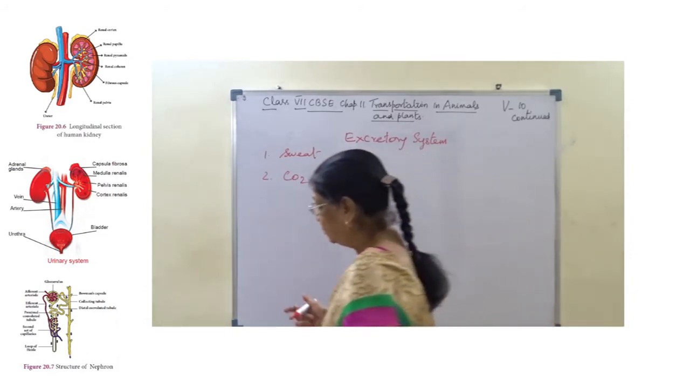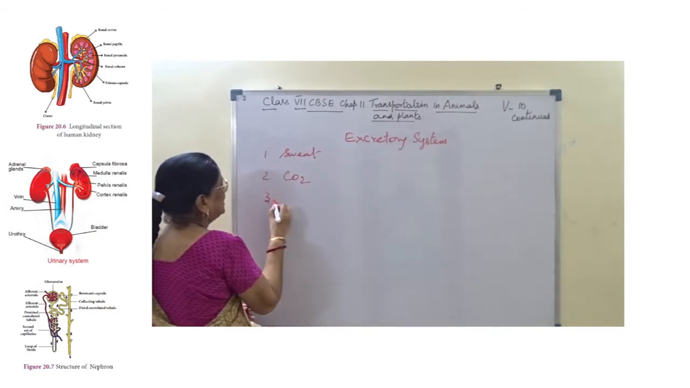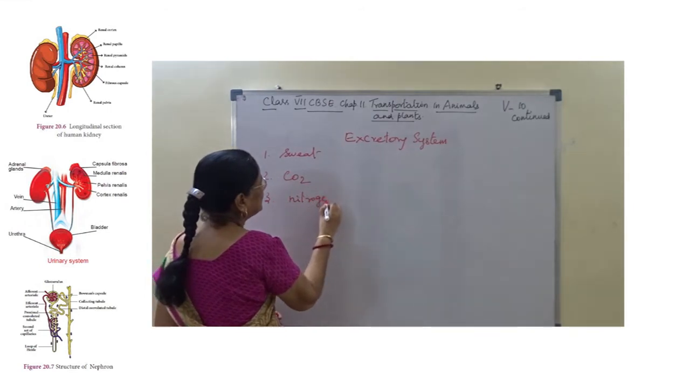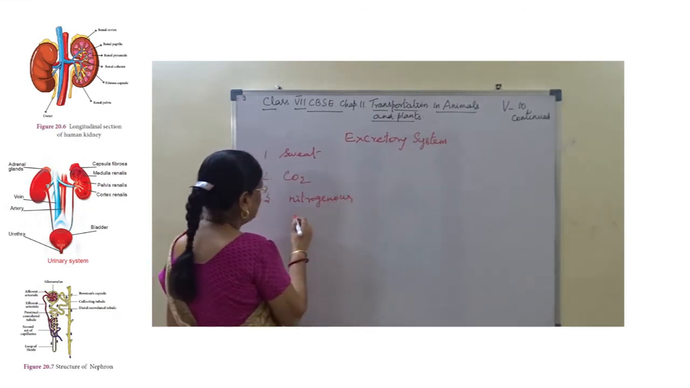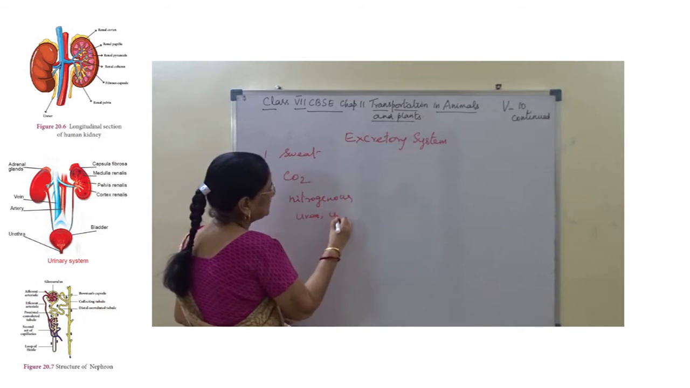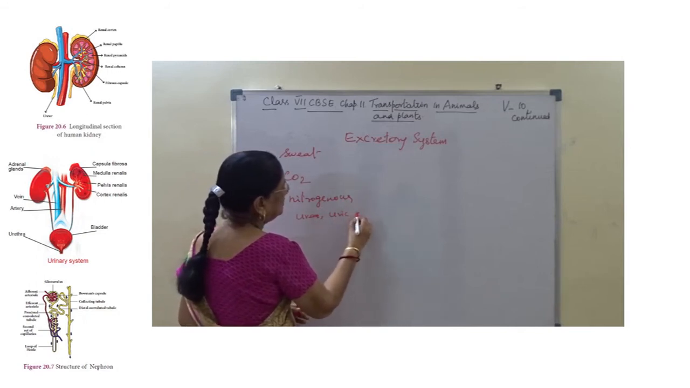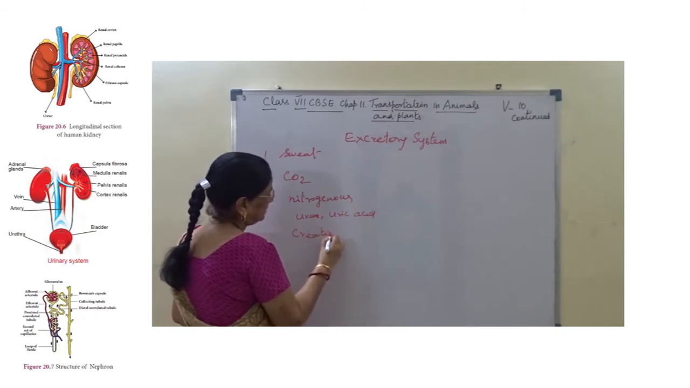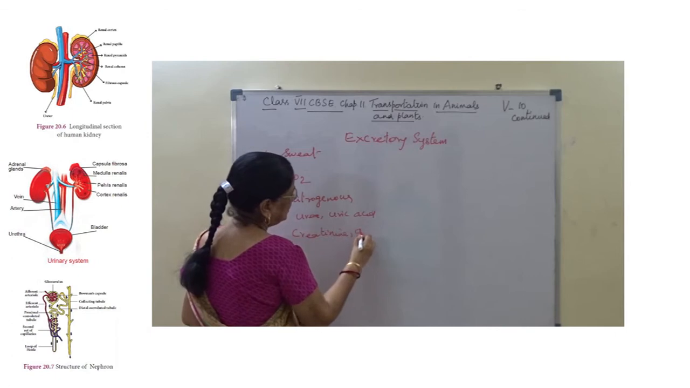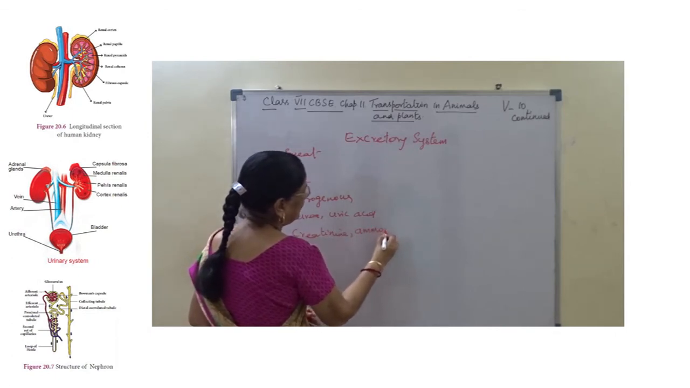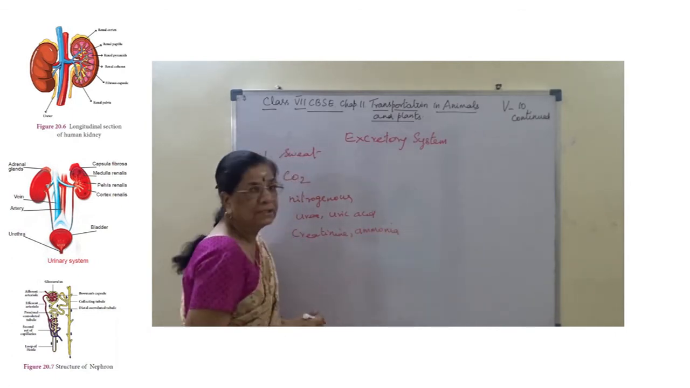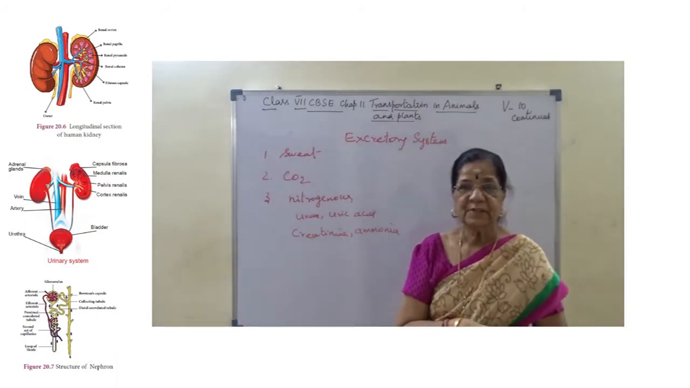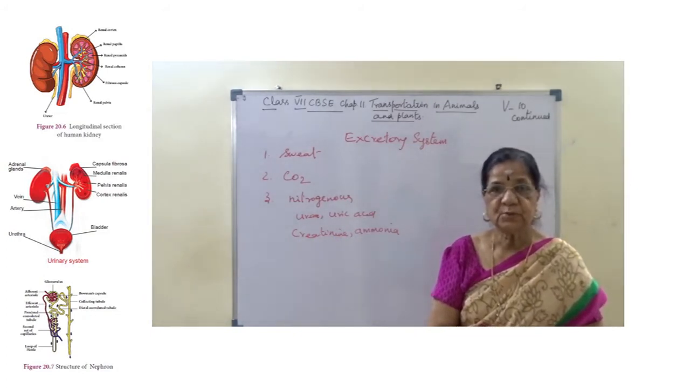And then the third most important is the nitrogenous waste. Nitrogenous waste such as urea, uric acid, creatinine and ammonia. Urea, uric acid, creatinine and ammonia, these are all nitrogenous waste products. I hope you are able to follow this.